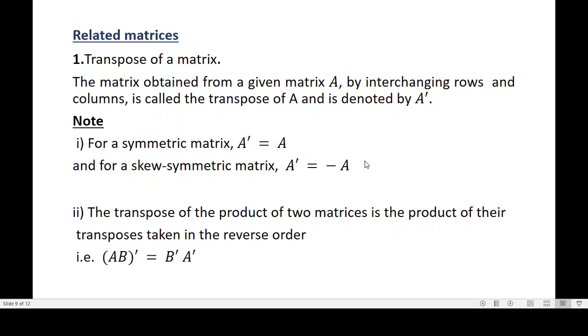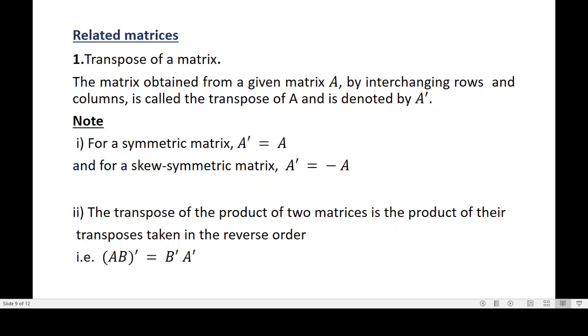Now let us see what the transpose of a matrix is. These are all related matrices. The matrix obtained from a given matrix A by interchanging rows and columns is called the transpose of A and it is denoted by A dash. Suppose A is a matrix of order 2 cross 3, which means A has 2 rows and 3 columns. Then the transpose of the matrix A, denoted by A dash, is a matrix of order 3 cross 2, which implies the transpose has 3 rows and 2 columns.